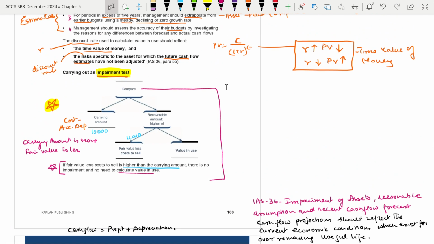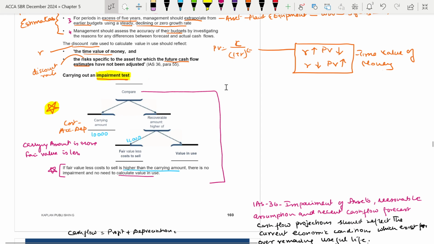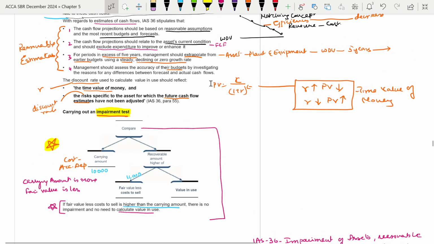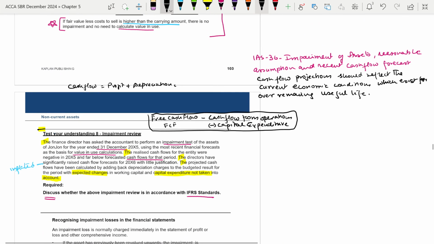What is the third point? In excess of 5 years, they extrapolate earlier budgets. Is it right? In excess of 5 years, but what we have to take is to extrapolate from the earlier, previous budgets. Previous budgets. One minute.